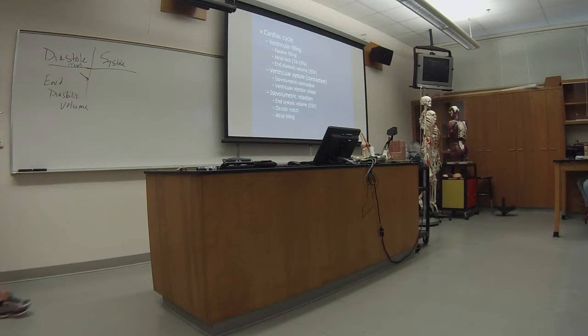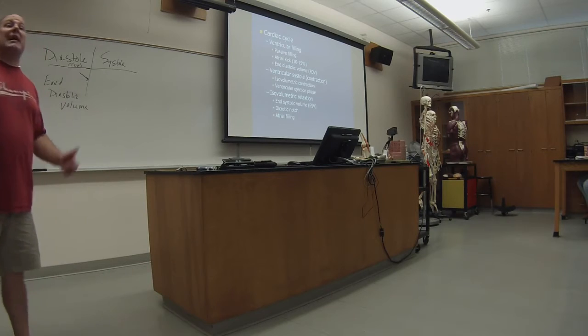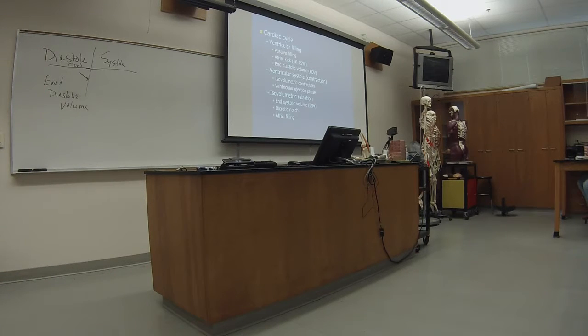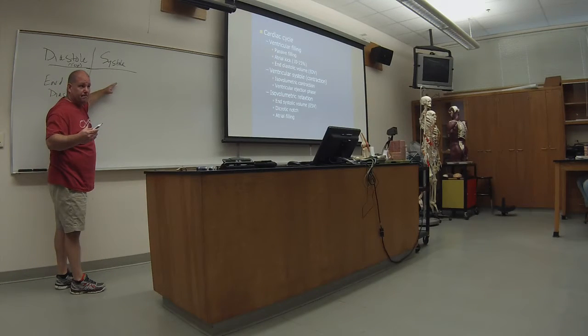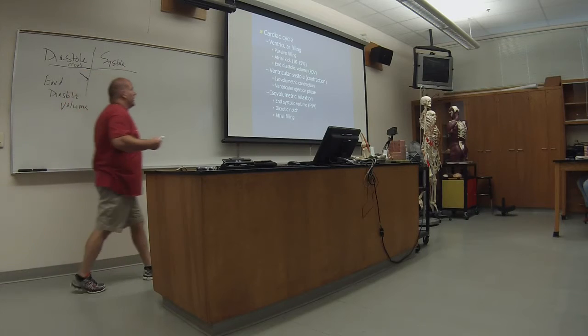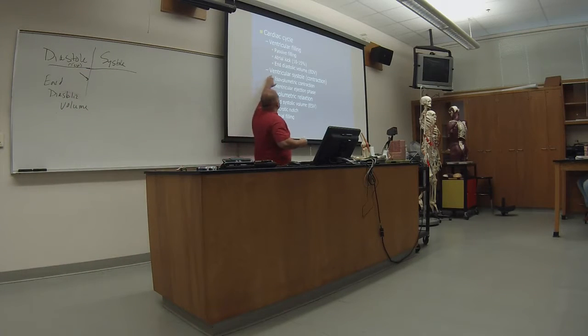Now, I will tell you so you can start making appropriate marks in your notes. This is where students get confused. End diastolic volume. What is the volume at the end of diastole? It should be the highest amount because that's when the heart fills. Systole is when the heart empties because I'm pumping the blood to the rest of the body. So in my ventricular filling phase, that's where I have my end diastolic volume.